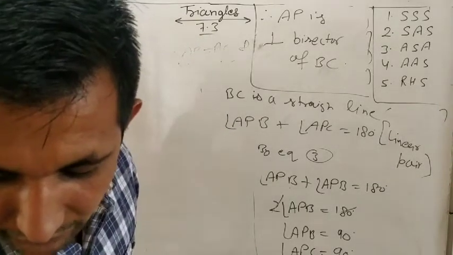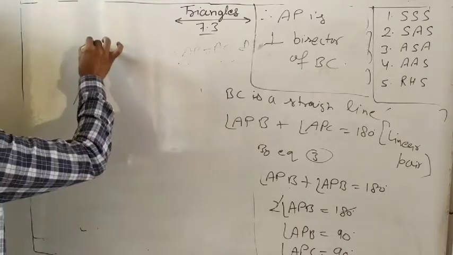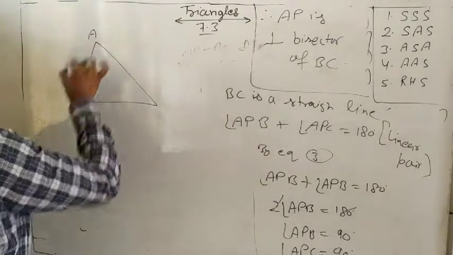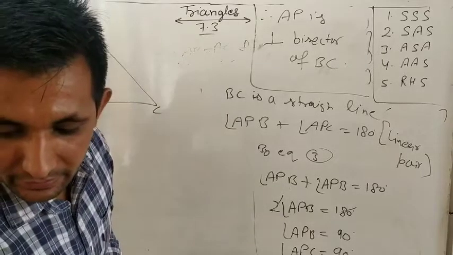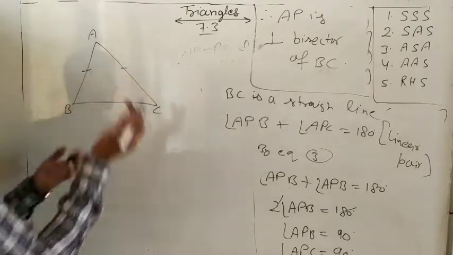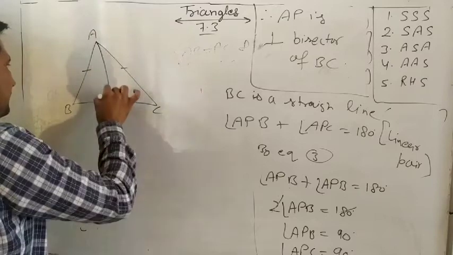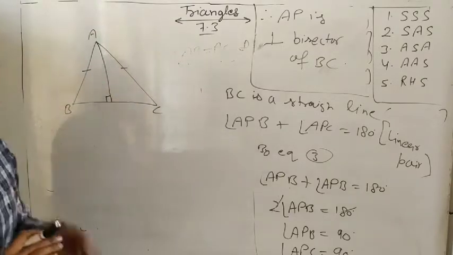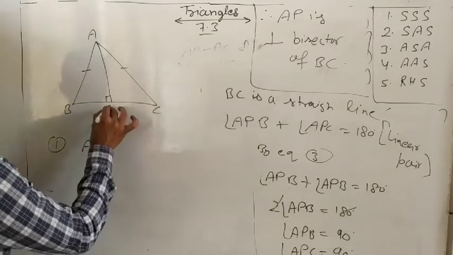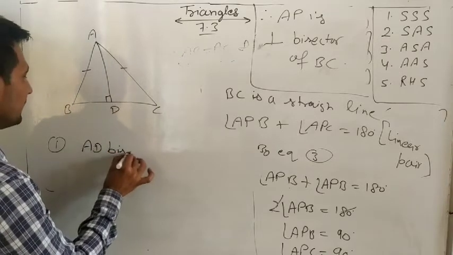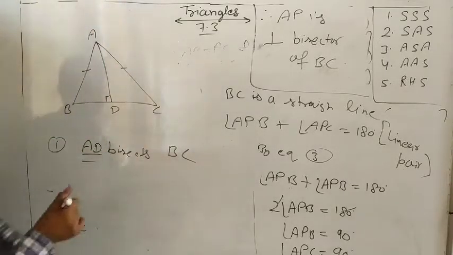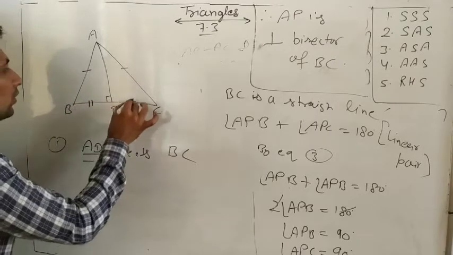What is the second question? AD is an altitude. Altitude is also 90 degrees, like a perpendicular. So A, B, C. AD is an altitude on an isosceles triangle ABC, in which AB equal to AC is given, and AD is the altitude. Altitude means 90 degrees. So show that first part is AD bisects BC. AD bisects BC means we want to prove that BD equal to DC.